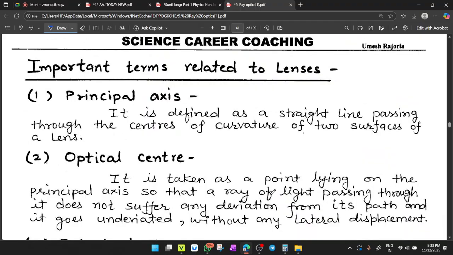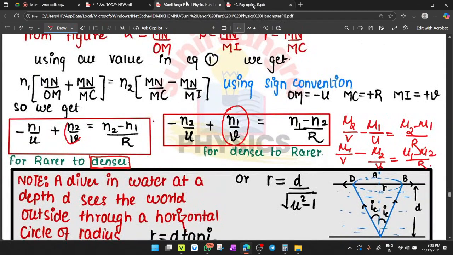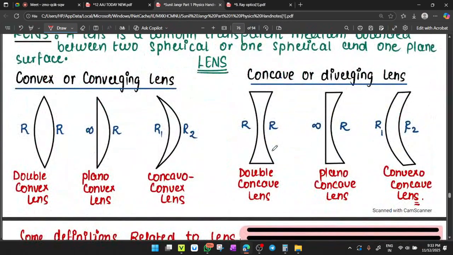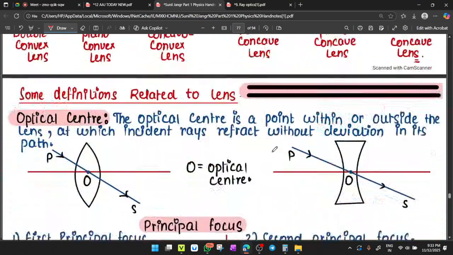Important terms related to the lens. Now, this is an important thing. Principal axis. What is the principal axis? It is defined as the straight line passing through the centers of curvature of the two surfaces of the lens. We have to discuss only the types of lenses that are double convex and double concave.